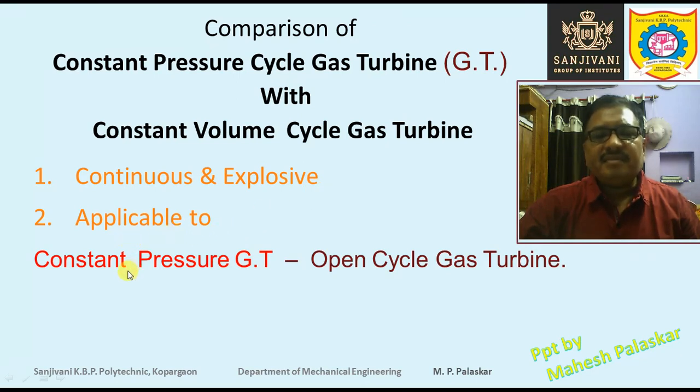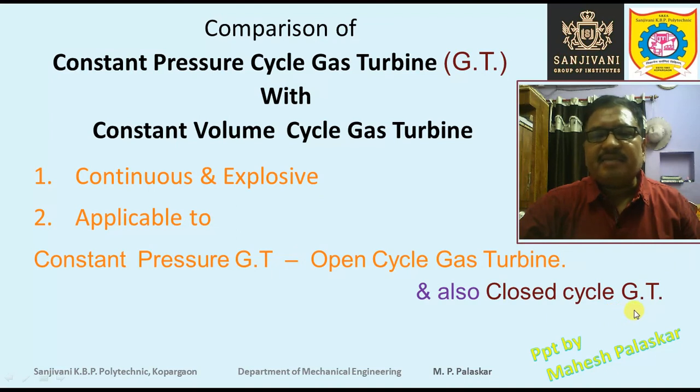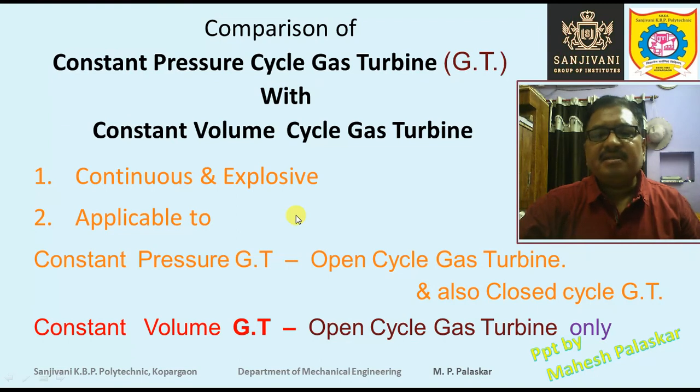Then the applicability is also different. The constant pressure gas turbine is applicable to the open cycle gas turbine as well as the closed cycle gas turbine. So whenever the combustion in the gas turbine is at constant pressure, it may be either an open cycle gas turbine or a closed cycle gas turbine. That means in open cycle as well as closed cycle gas turbines we can have constant pressure combustion, but we can have constant volume combustion only in case of the open cycle gas turbine, right?